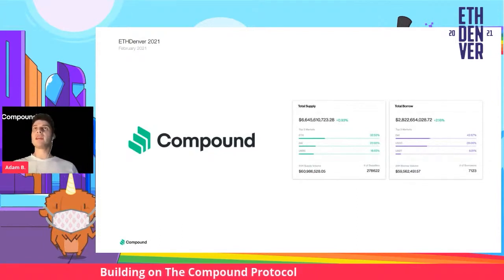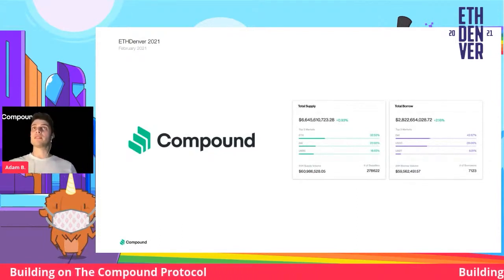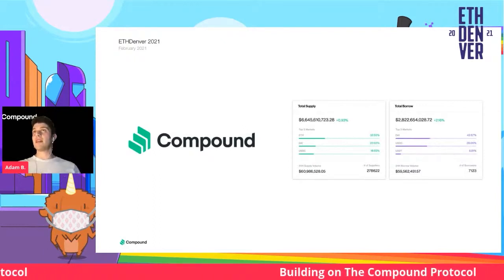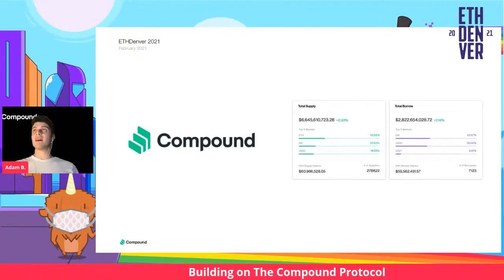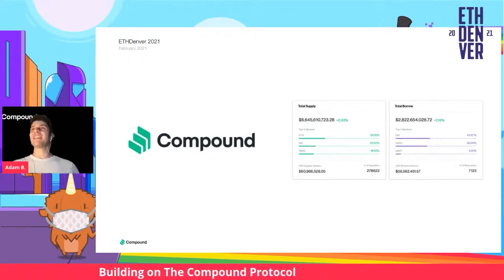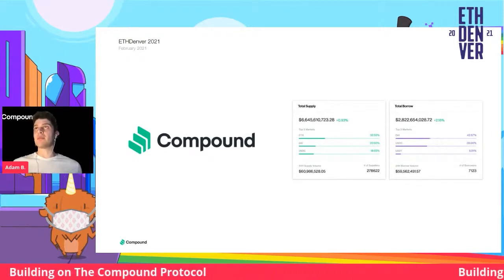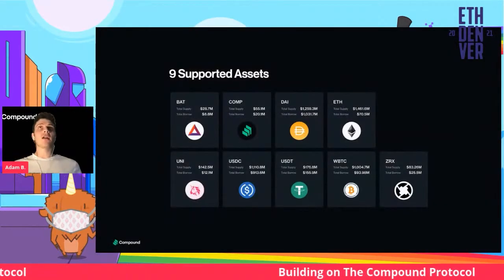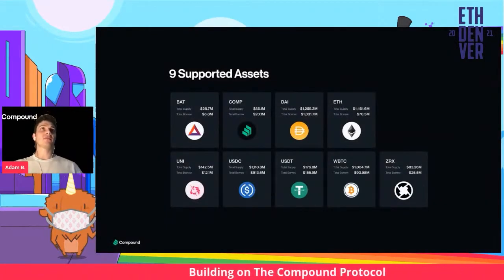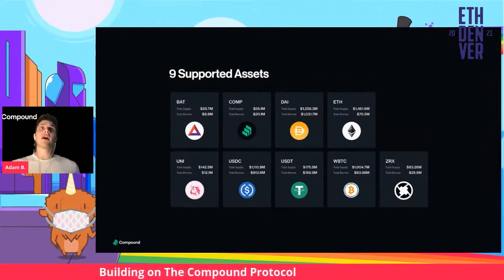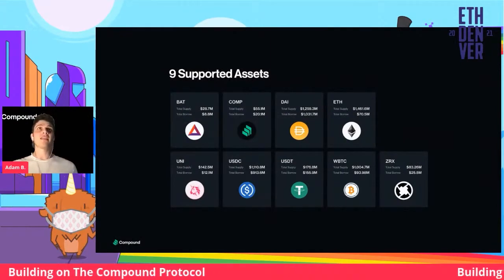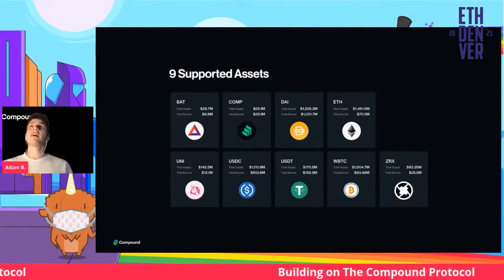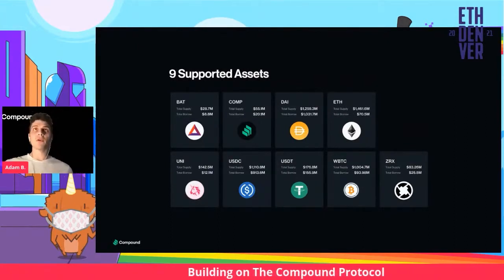So today, there are around $6.6 billion worth of assets in the protocol, and the inverse to supplying is borrowing, and there are about $2.8 billion worth of assets being borrowed from the Compound protocol right now. And those assets are plain old Ether and also some ERC20 tokens. There are 9 supported assets currently, and at any time more can be added for supplying and borrowing.